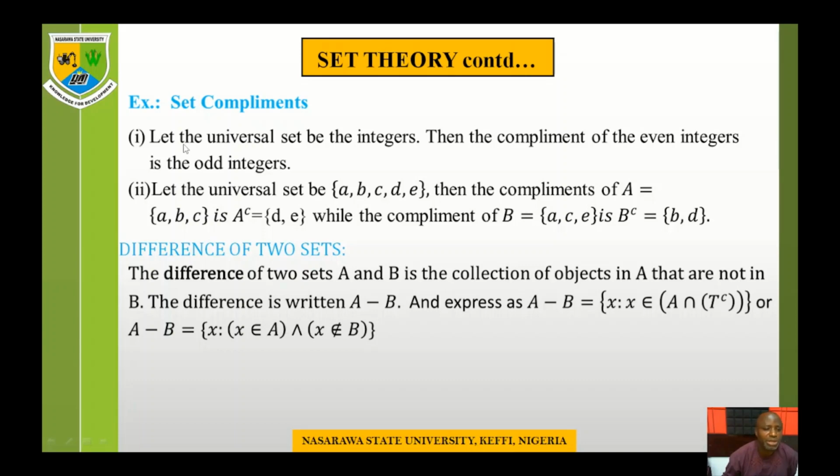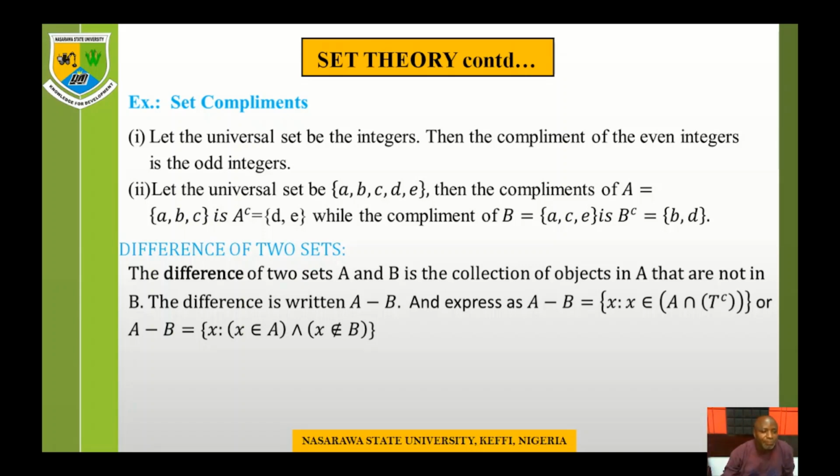For example, let the universal set be the integers. Then what is the complement of the even integers? What are these even integers? We have 2, 4, 6, 8, 10, 12, and so on. What will be the complement of the even numbers? It is the odd numbers. That's 1, 3, 5, 7, and so on.